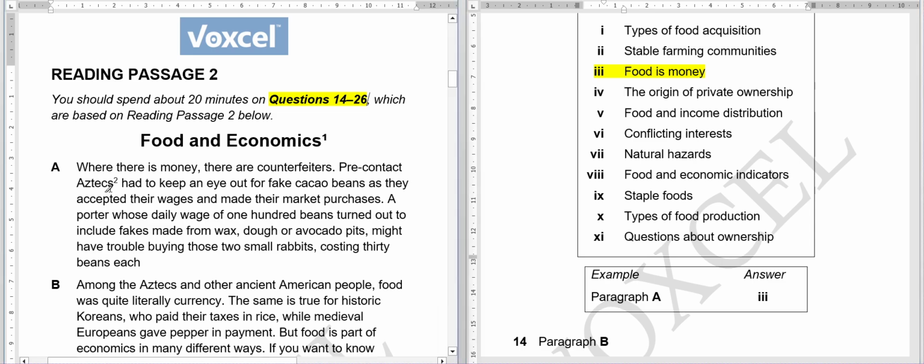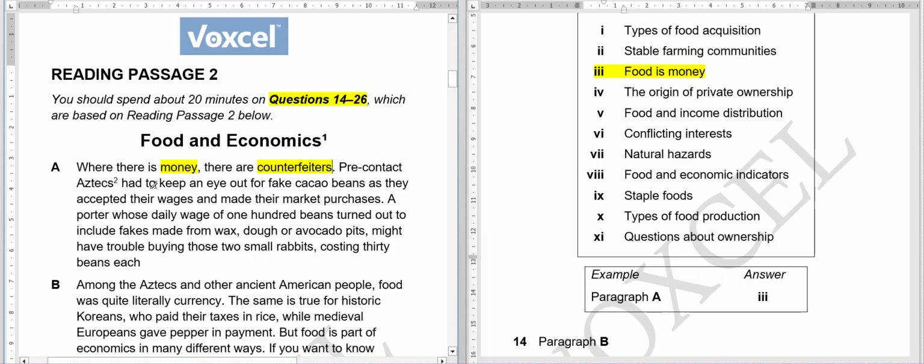Where there is money, there are counterfeiters. So obviously, it's quite common to know about this. It's a common sense thing, you can say. Wherever there is money, there will be counterfeit of that.